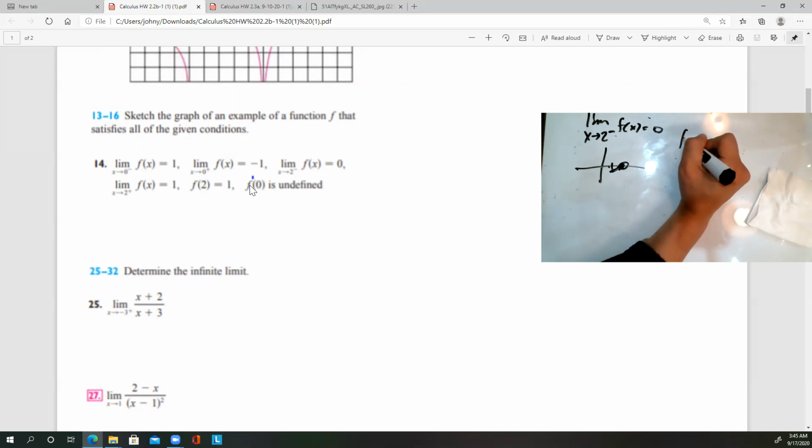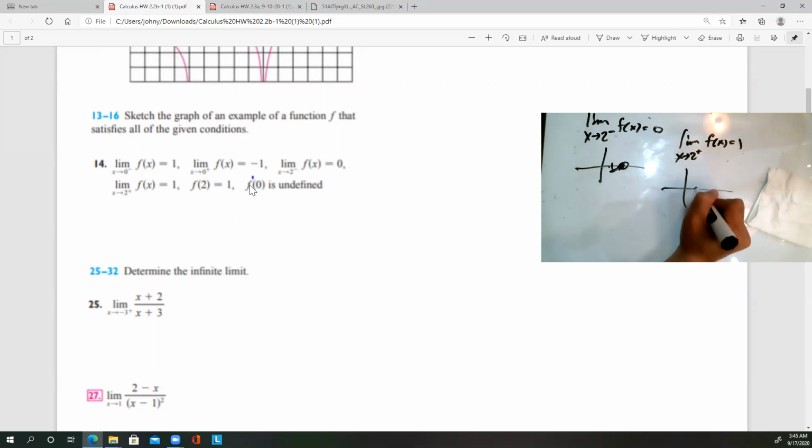The limit as x approaches 2 from the right of the function is equal to 1. So as x approaches 2 from the right, from this way, my y value is approaching 1. So it might go something like this. Okay.